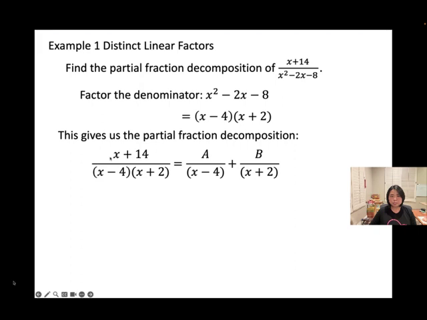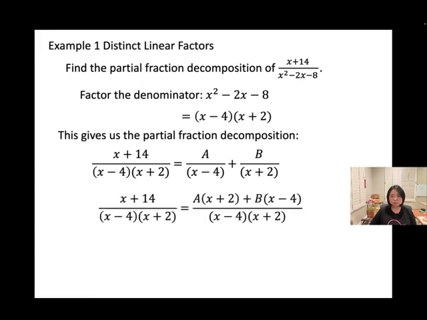Right? We try to break it down like this. Now, we want to find out what A and B are. First, let's find the LCD. The LCD will be x minus 4 times x plus 2. That means I'm going to multiply by x plus 2 here, and this one we're going to multiply by x minus 4. Now we're going to look at the numerator. The denominator will be exactly the same, so let's only look at the numerator here.